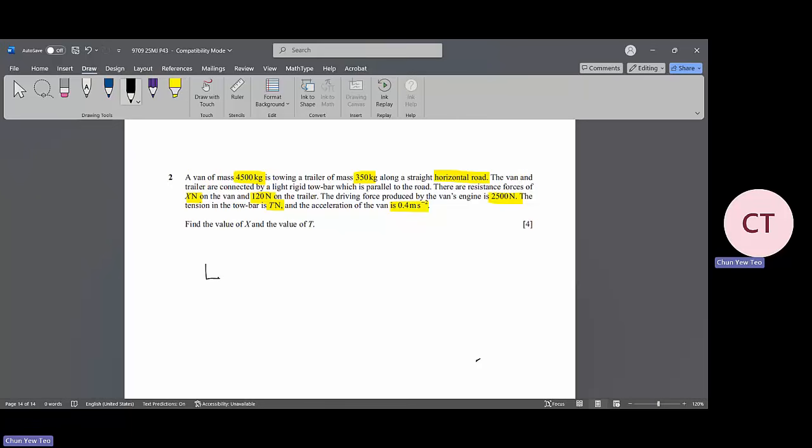So maybe we can draw a diagram. We have a trailer, then we have a van.